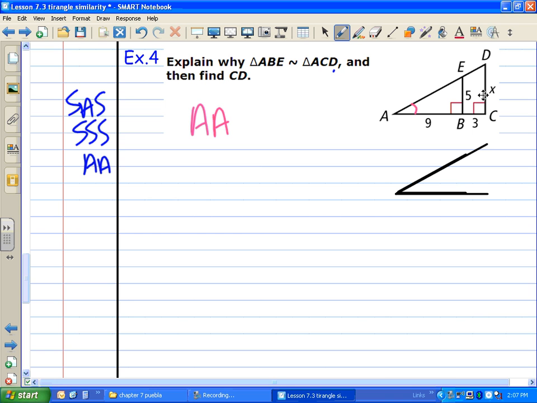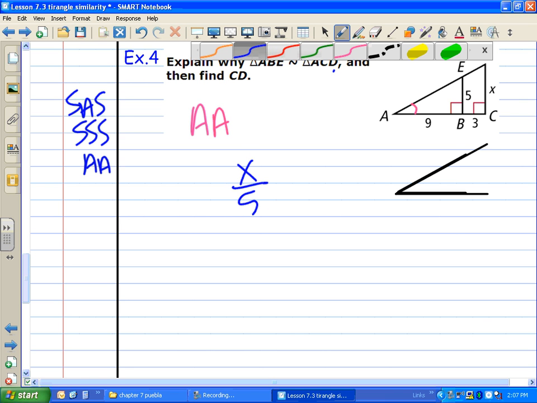Okay, well, you should remember from the last lesson that you can set up proportions here. Okay, we can say that x is to 5 as, now I'm not going to say 3 is to 9. That's not true. So let me see if you can figure out what should go there instead of me saying 3 to 9. X is to 5 as something is to something. X is the big one, 5 is the smaller one.